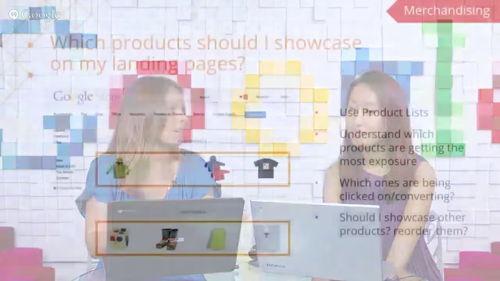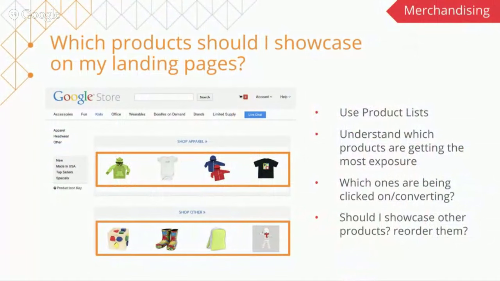Absolutely. So optimizing, especially landing pages, is something that's near and dear to my heart. So using this information can really help you understand where you should maybe put some of those different, in this case, pieces of apparel on your website, which performs best where. You can use product lists and understand which products are getting more exposure through the Enhanced Ecommerce reports.